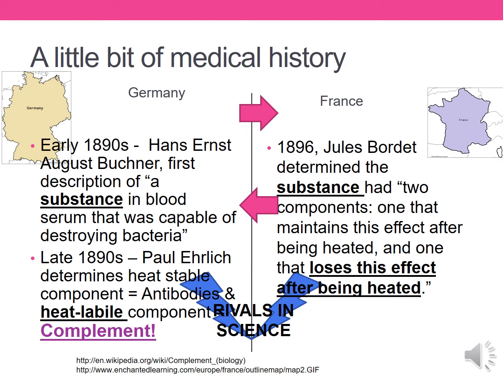One of the components maintains this bacteria-destroying effect after being heated, and the other component loses this effect after being heated. In the late 1890s, after 1896, Paul Ehrlich determined that the heat-stable component is antibodies, and the heat-labile component is complement.